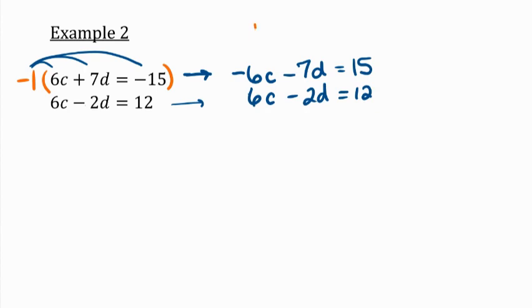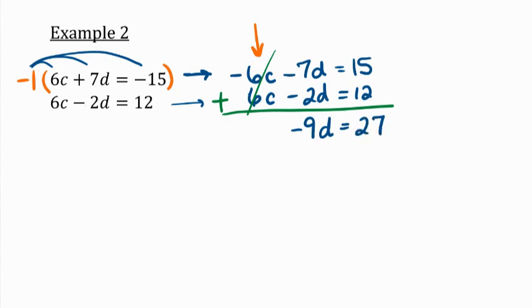But now, do you see how we've got one positive 6 and one negative 6? That's what we want, right? Because now when I go to do my next step, I'm going to draw my line underneath here, and I'm going to add these 2 equations together. And that negative 6C and positive 6C cross out and make 0. And then I do negative 7D and negative 2D. That's going to make a negative 9D. And then 15 plus 12 gives us 27.